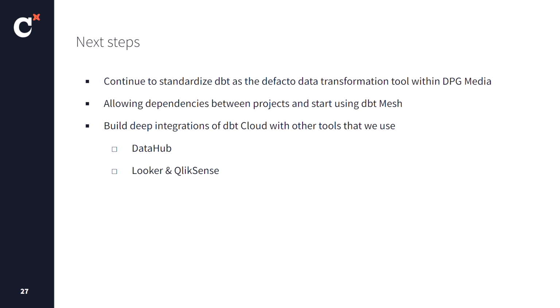Second is the whole dbt mesh setup. We are not using this at the moment because we are coming from a dbt core project where it is impossible to make dependencies between projects. So the next step for us is just making those dependencies explicit. There are dbt projects that obviously rely on each other, but that's not visible right now. We hope with dbt mesh that we can further simplify our setup and make those dependencies explicit so we can also see them.